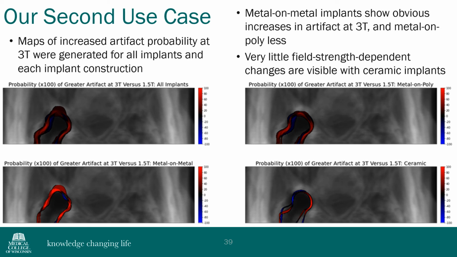In the top right, we consider metal-on-poly implants, which are a subclass of construction. And you can see that the probability maps still show greater artifact at 3T in comparison to 1.5. In the bottom left, the metal-on-metal implants are shown to have the most artifact at 3T in comparison to 1.5T. And in the bottom right, the ceramic implants have the least amount of excess artifact at 3T compared to 1.5T.